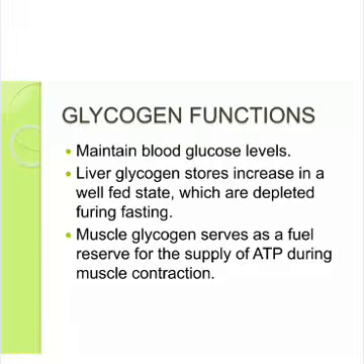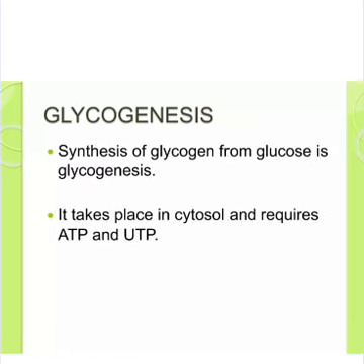Glycogen functions. It maintains the blood glucose levels. Liver glycogen stores increase in a well-fed state, which are depleted during the fasting. Muscle glycogen serves as a fuel reserve for the supply of ATP during muscle contraction. And this glycogen metabolic pathway is classified into two ways, that is glycogenesis and glycogenolysis. Genesis means synthesis of glycogen and glycogenolysis means breakdown of glycogen.